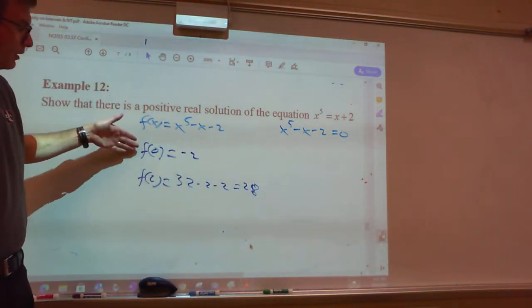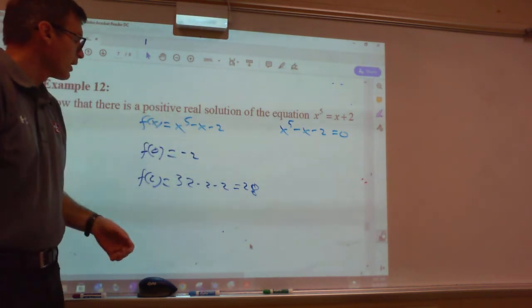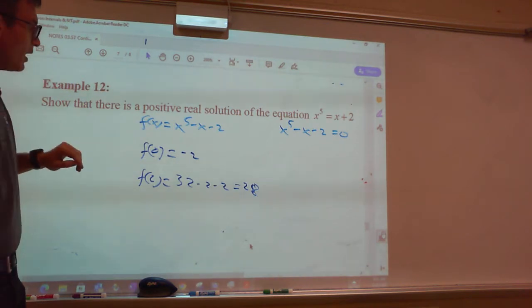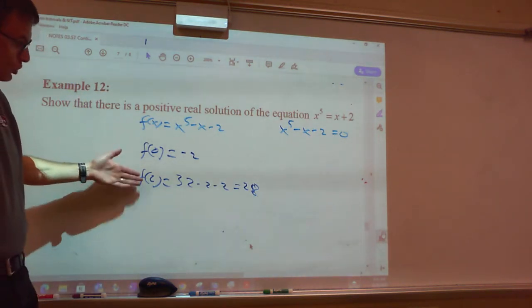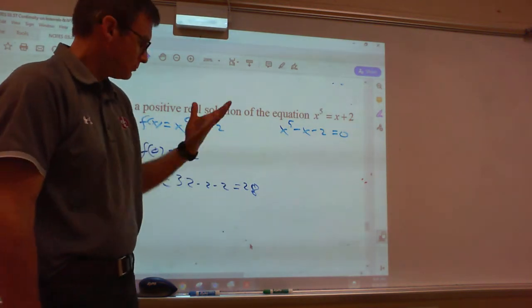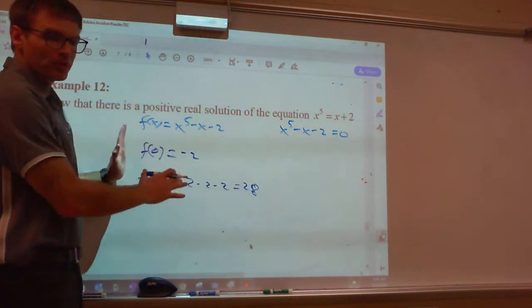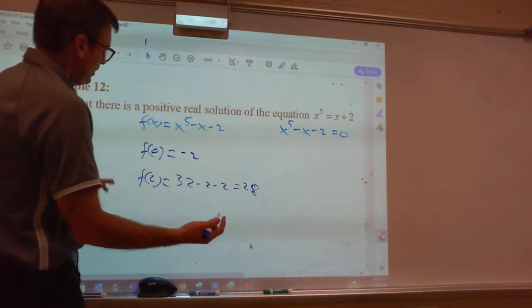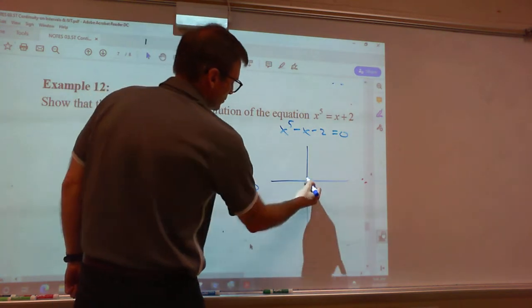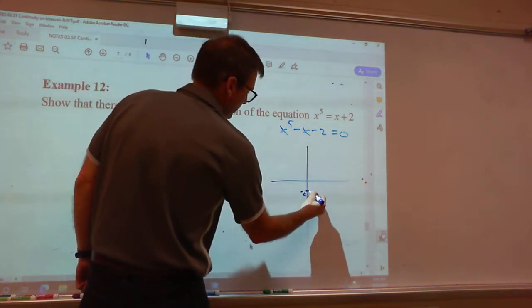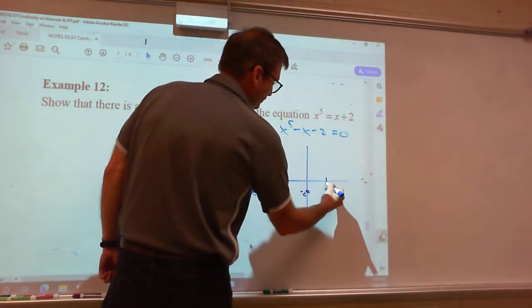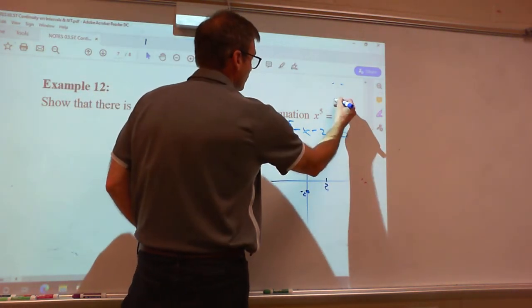So I have this ugly, ugly function. I know when I plug in 0, I get negative 2. When I plug in 2, I get positive 28. Now, if I were to draw a picture, I'd say, all right, at 0, I'm at negative 2. So here's 0, I'm at negative 2, so I get a dot. At 2, I'm at positive 28. Here's 2, and I'm at positive 28, which is way up here.